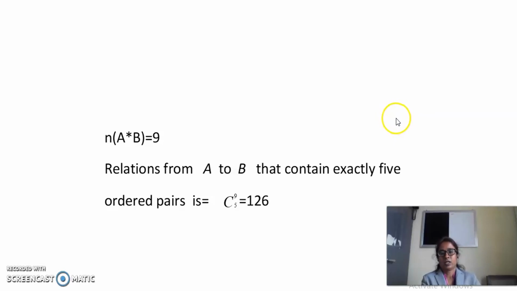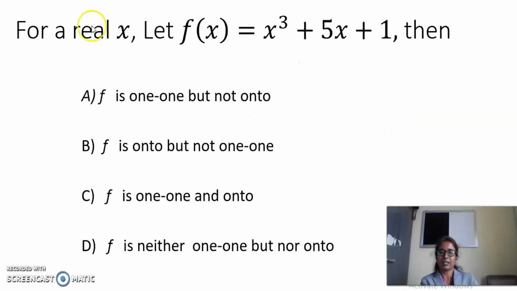Okay. Let me go to maybe a last question. For real x, a function is defined as x cube plus 5x plus 1. Then what is the function? 1, 1 but not onto, onto but not 1, 1, both 1, 1 and onto, or neither 1, 1 nor onto.